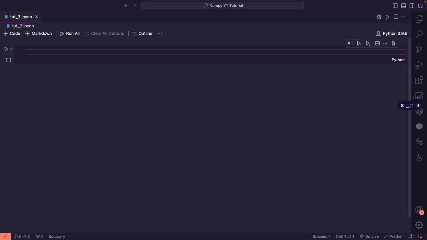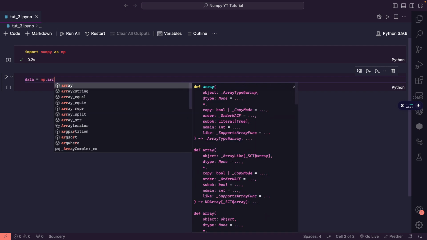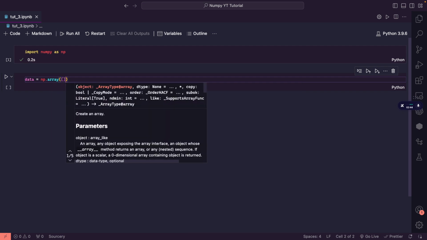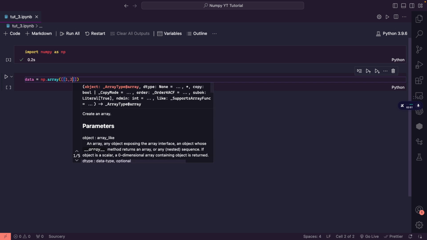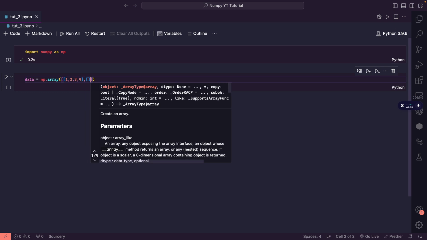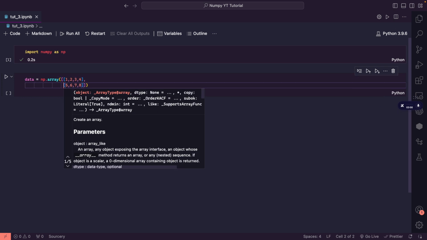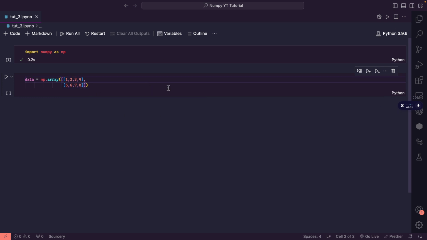First, we will import NumPy as np. You should also do this if you are following along. Let's create some data. We'll create an array, and how will we create it? Simple, np.array, and we'll give it some data. We will keep it as simple as possible: one, two, three, four, and another row five, six, seven, eight. Okay, now this is our array.